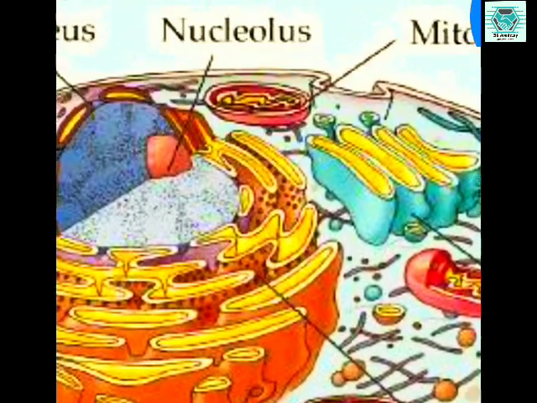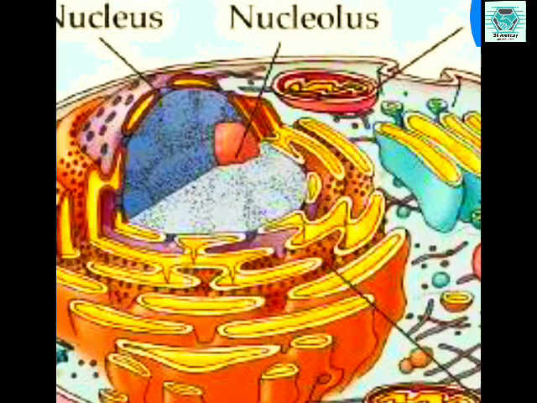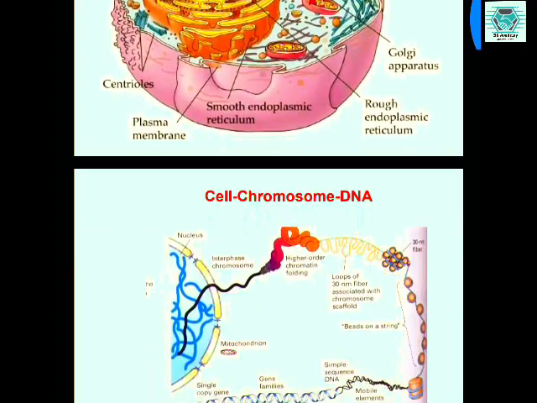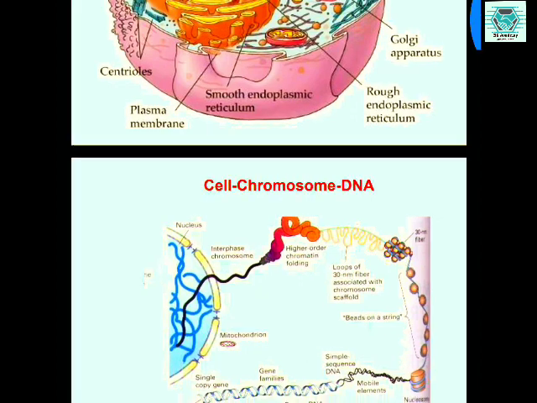chromatin fibers. So in the zoomed diagram you can see the nucleolus, and the nucleolus contains the chromatin fibers, and each chromosome is made up of DNA and histone protein. So the cell, chromosome and DNA.